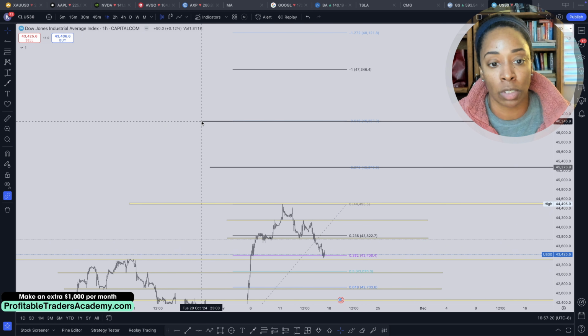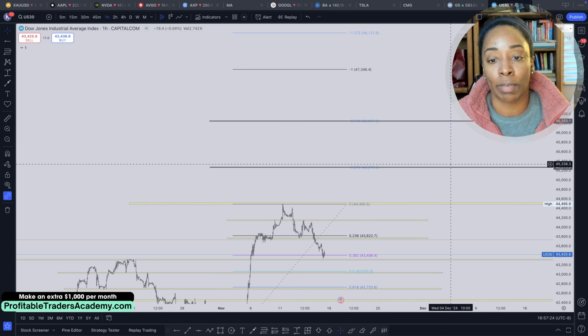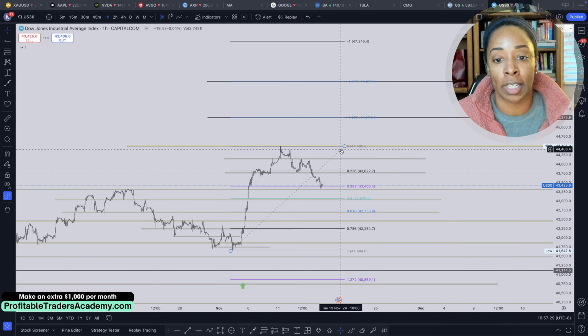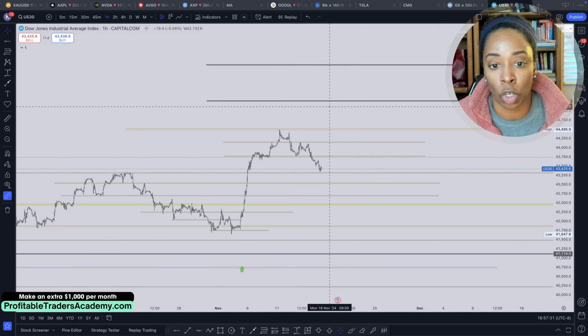I'm just going to straighten this up just a little bit so it's even with this. So these are the extension levels that I'm looking for in the future, and you can actually get rid of this so that way you can clean up your chart a little bit.